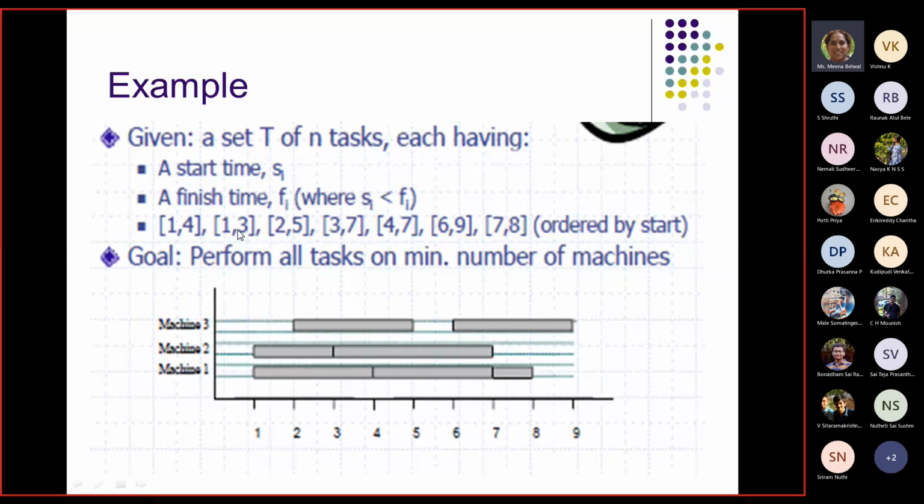Then I pick the next task. The next task is 1, 3. That also starts at time number 1. And I find that there is no machine free, because the machine that is there is already processing some other task. So I add one more machine for 1, 3. Okay, now the next task is 2, 5. For 2, 5 also I see that there is no machine free. So I have to allocate a new machine, which starts the task number 3 at time 2, 5.